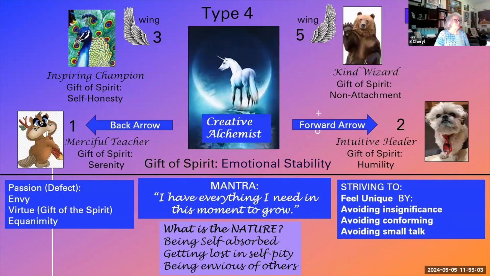All right. For the 4, the creative alchemist, what is the nature? Were you being self-absorbed? Were you getting lost in self-pity? Were you being envious of others? Those are three potential things. And once again, most people aren't all of them, because this ties to the different instincts depending on what that is. But were you any of these things?